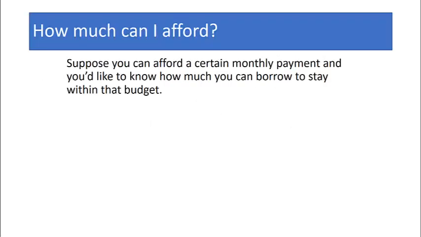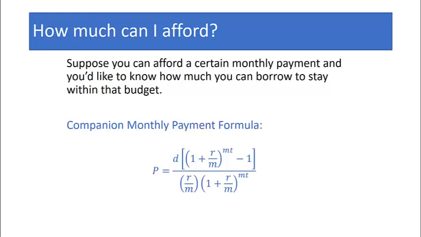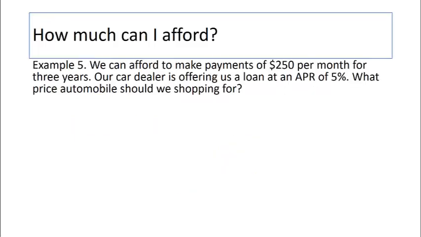Suppose you can afford a certain monthly payment and you'd like to know how much you can borrow to stay within that budget. In that case, you should use the companion monthly payment formula seen here. For example, we can afford to make payments of $250 per month for 3 years. Our car dealer is offering us a loan at an APR of 5%. What price automobile should we be shopping for?